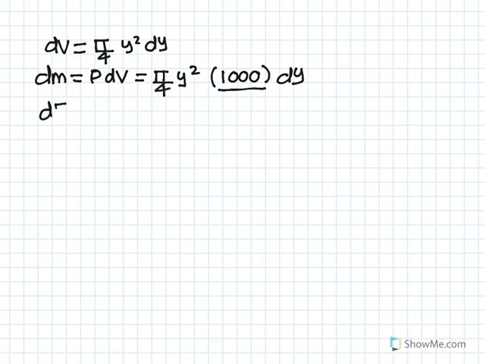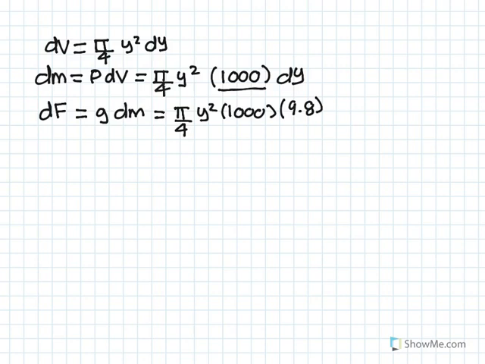Now what about dF, the change in force? This is g times dm, gravity times the change in mass. So we get pi over 4 times y squared times 1,000 times gravity, that's 9.8, times dy. Now this is very important. This dF represents the force needed to overcome gravity acting on the mass of water in this thin circular disk of water at height y.